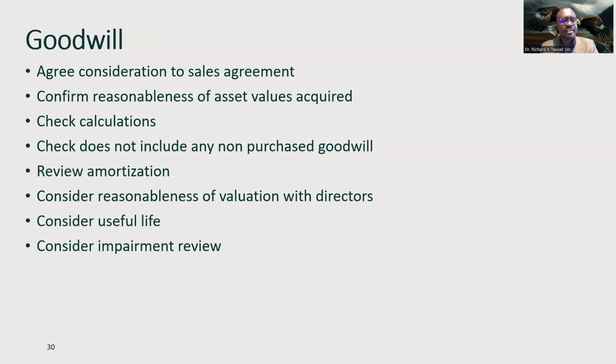Check these calculations and make sure it does not include any non-purchase goodwill, any impairments, amortization to goodwill, review it, and any reasonableness of valuation with directors, consider it and ask them to explain. Consider the useful life of the goodwill and annual impairment review. Usually, currently, goodwills are impaired. Goodwill is impaired, not amortized.